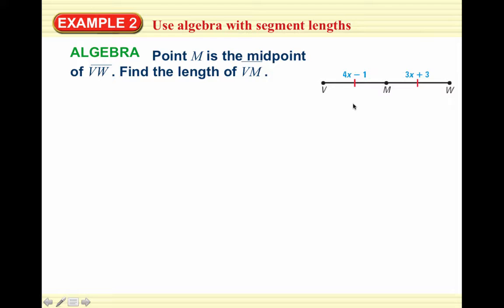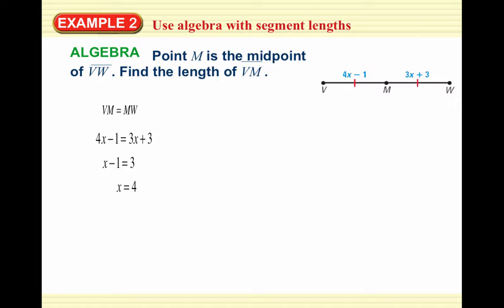Here's example 2. Point M is the midpoint of VW, and we want to find the length of VM. So if M is the midpoint, then we know that VM and MW are congruent. We can plug in their values, subtract 3x from both sides, and add 1 to both sides, and we get x equals 4.